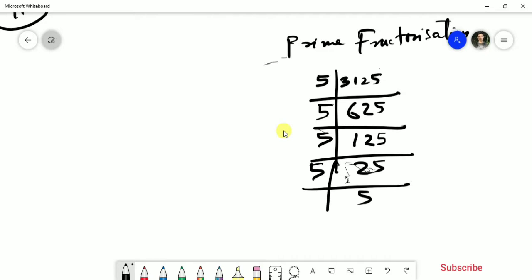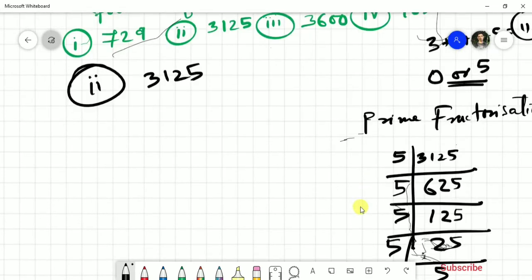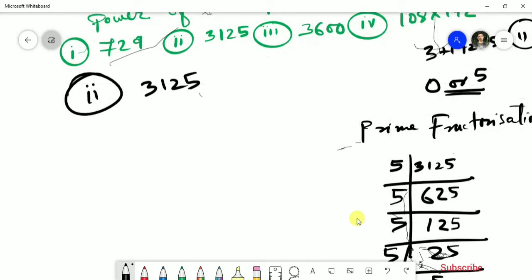So we are getting 5, 5, 5. Okay. So we're getting 1, 2, 3, 4, 5. So we are getting 5 power 5. So our answer, if we multiply 5 into 5 into 5 into 5 into 5. So what will be our answer? 1, 2, 3, 4, 5. So we can use the direct answer, that is this, 5 power 5. So this is your answer.